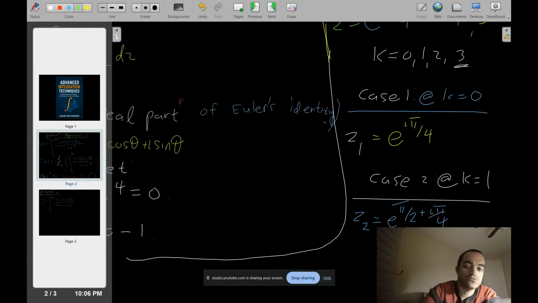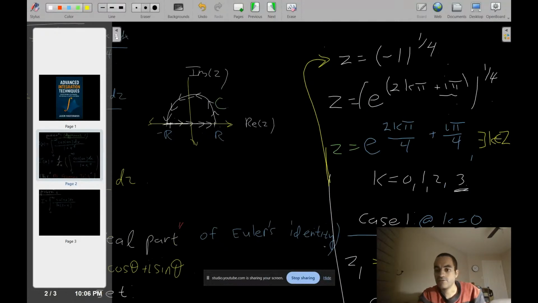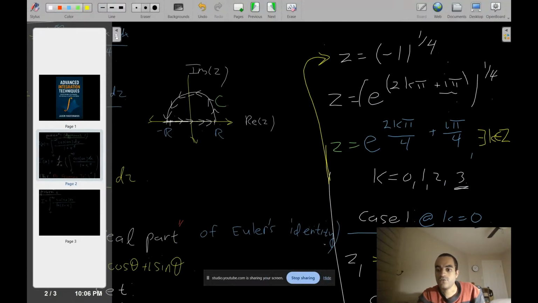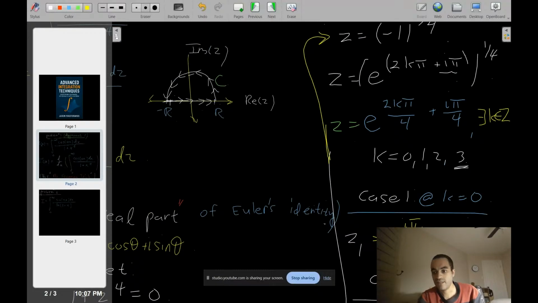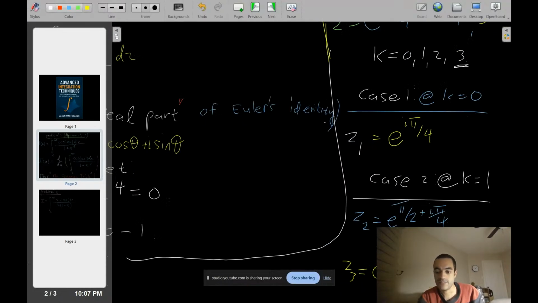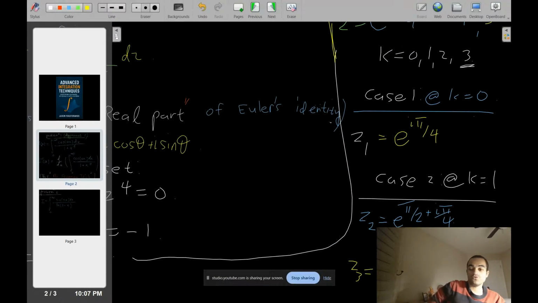Then we have case 3, at k equals 2. Then you get z3, sorry. Z3 is equal to e to the, when it's 2, 2 is 4, that becomes e to the pi plus i pi over 4 power. And then you do the same for case 4 when k equals 3. You get the fourth root. Now these are all called singularities.